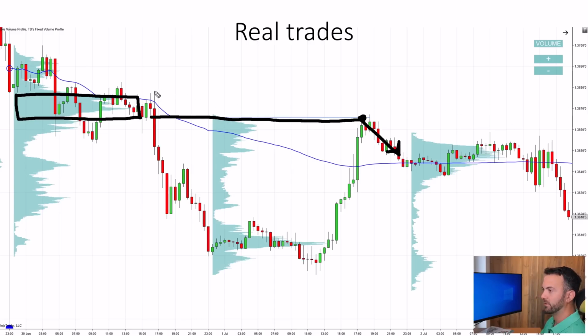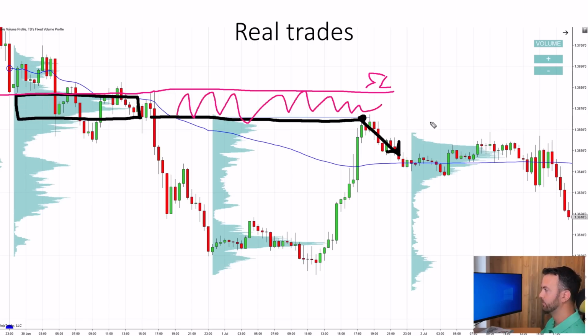My stop was in here. If I extend this line, you can see that it was behind this heavy volume zone, so behind this barrier. And regarding the take profit, I actually didn't have a heavy volume zone standing in the way. So I was looking for some different barrier that would stand in the way of this trade.